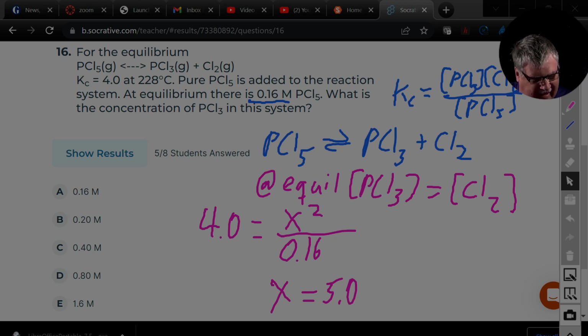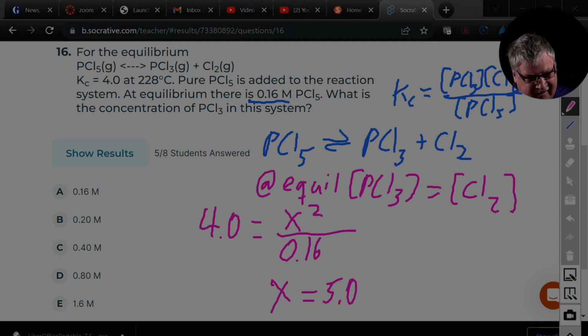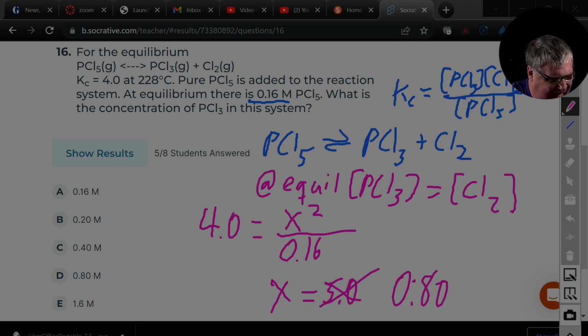Oh, I'm sorry. That's my mistake. I'm dividing both sides by 0.16. Yeah, I see what you're doing. All right. So, it's 4 times 0.16. That's it. Yeah, that makes more sense. And then take the square root. So 0.8. All right. So we do have a correct answer.